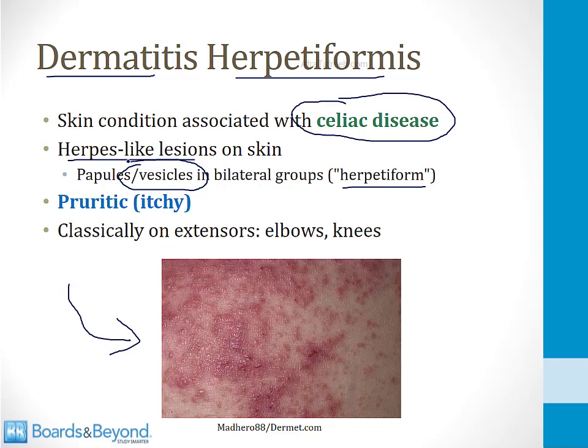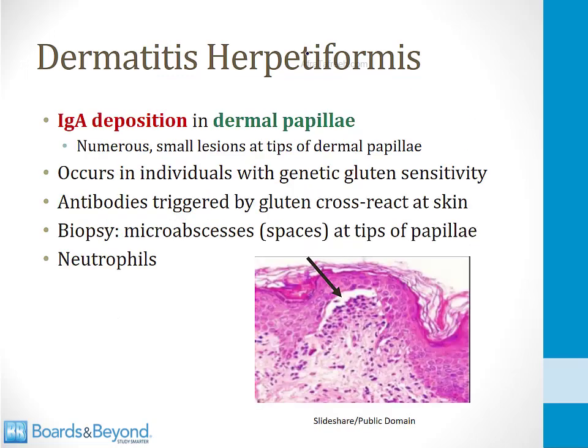The rash of dermatitis herpetiformis is pruritic and itchy, and it's classically on the extensors. So in a board question, it will appear on the elbows and the knees in a patient who is known to have celiac disease. The cause of dermatitis herpetiformis is IgA deposition in the dermal papillae. So the dermis layer of the skin has these little finger-like projections. They are called papillae. IgA deposits at the tips of those papillae, and that's what leads to dermatitis herpetiformis.